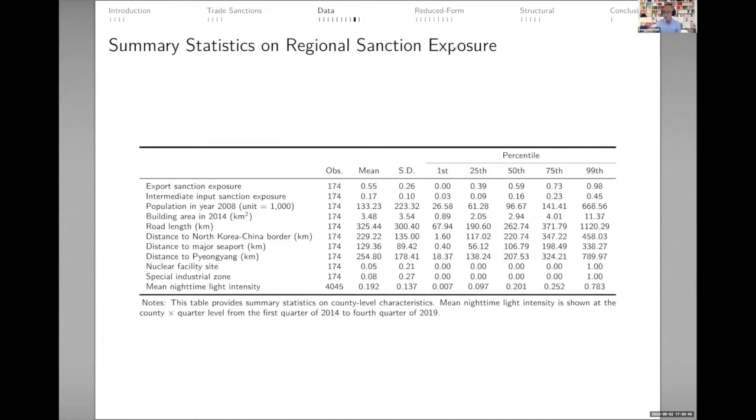So I'll skip the summary statistics in the interest of time, but the average export sanction was about 0.55, and then the average intermediate input sanction was about 0.17. These are at the county level.